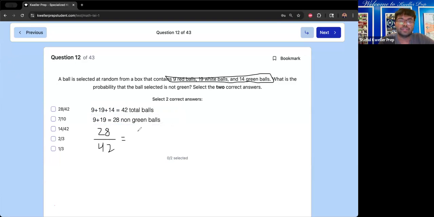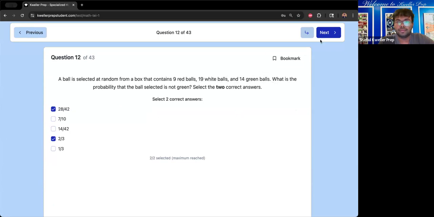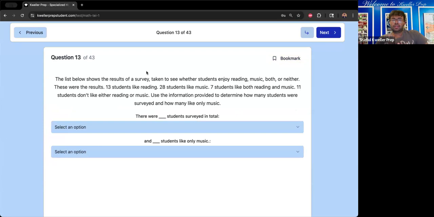You could simplify this. This is just 2 over 3, I think, because 28 divided by 14 is 2, and 42 divided by 14 is 3. Does this make sense to everyone? So those should just be the two answers. Does anyone have any question on this? Okay, good. I'm going to clear the screen.